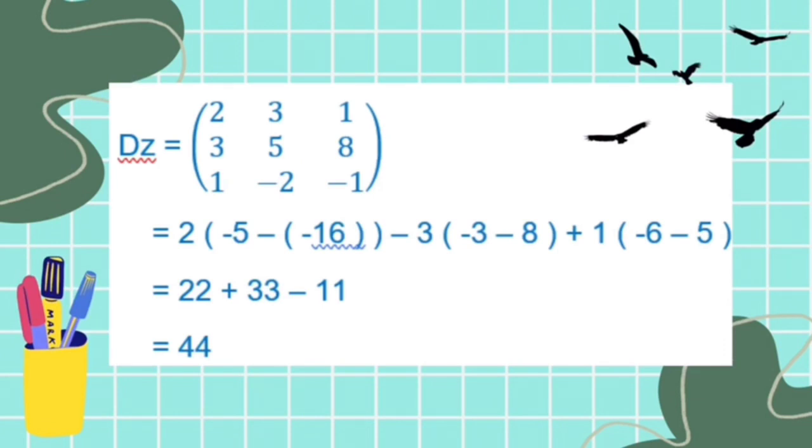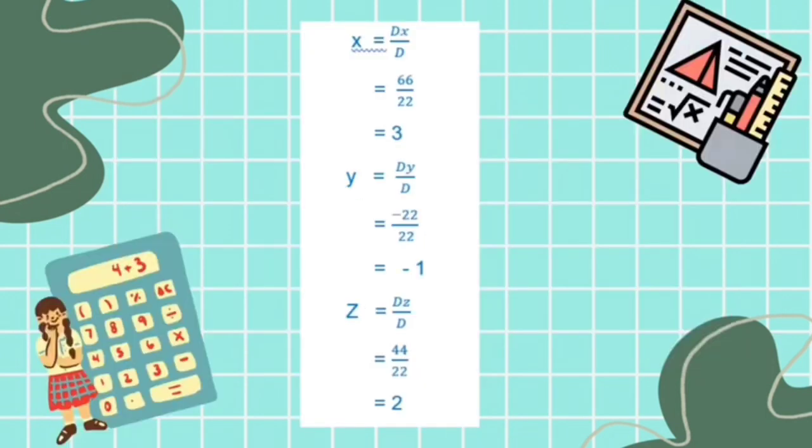For determinant x, we replace the first column with B: 1, 8, negative 1. For determinant y, we replace the second column. And for determinant z, we replace the third column with B. What is B? As I said, 1, 8 and negative 1; we replace the third column for Dz.